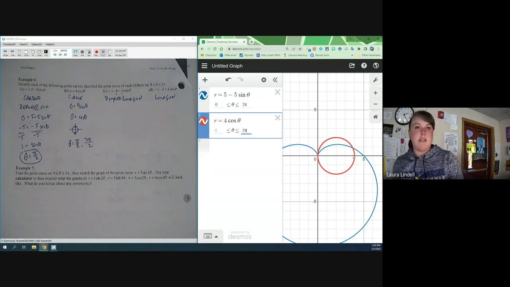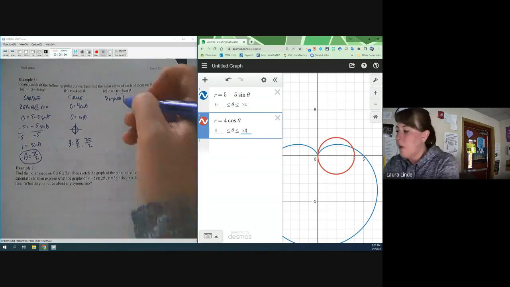Dimpled limaçon, setting things equal to 0 still. In fact, why don't you pause the video here and try setting the dimpled limaçon equation equal to 0 and see if you can find the place or places where this one has a zero, or does it? All right, hopefully you paused it and tried it for yourself. Let's see what happens on this.